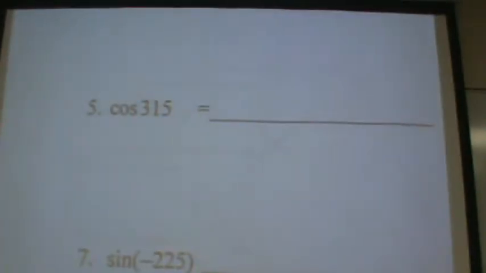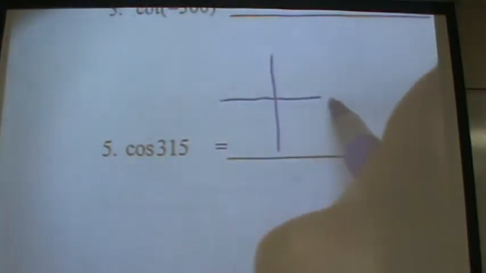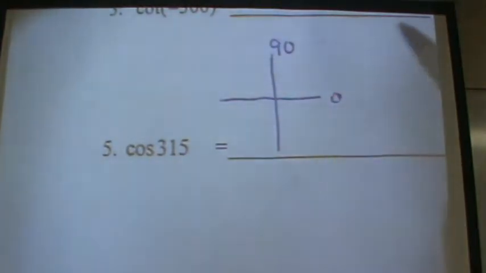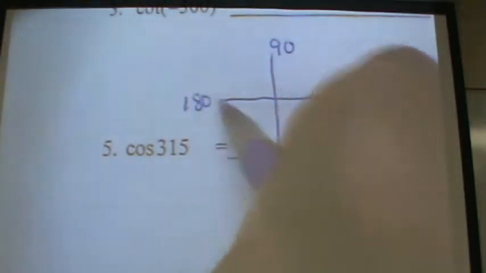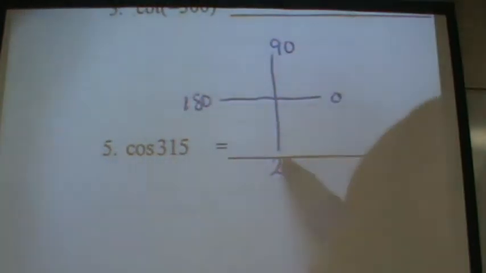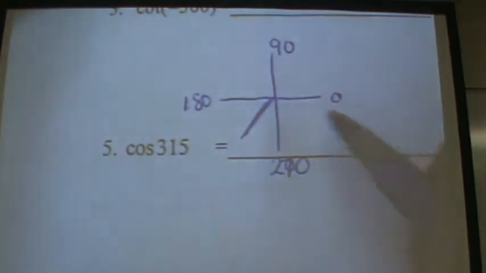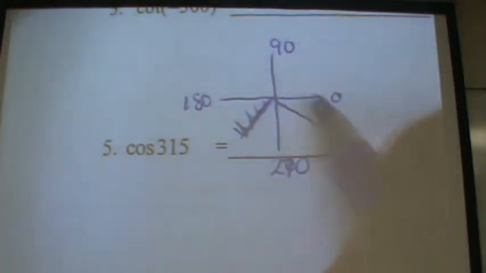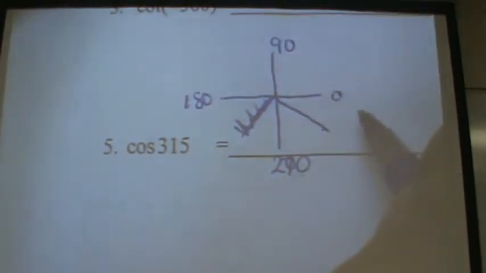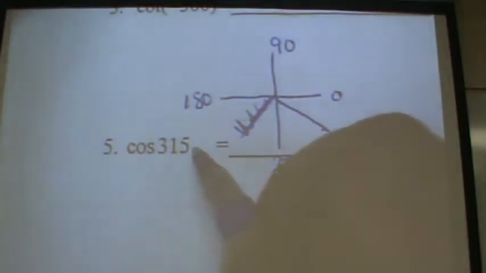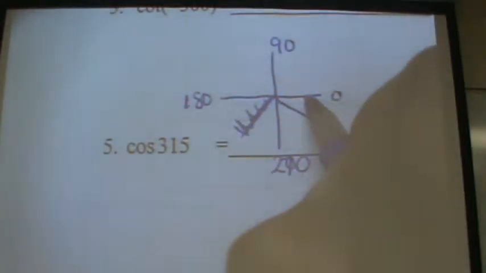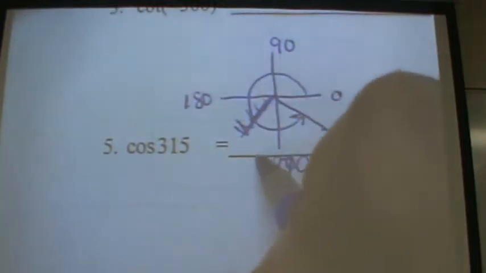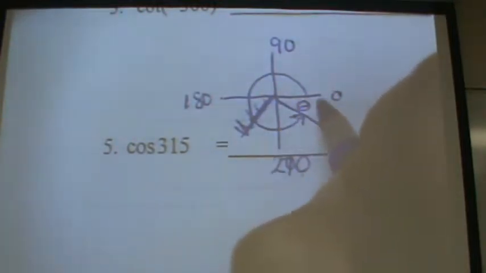Okay, now, let's see how much you can do. Where's 315 degrees? Well, this is what I do. I know that here to here is 90, this is 180, and this is 270. So it's somewhere in quadrant 4, 270 to 360. So if from here to here is 315 degrees, what's that angle?